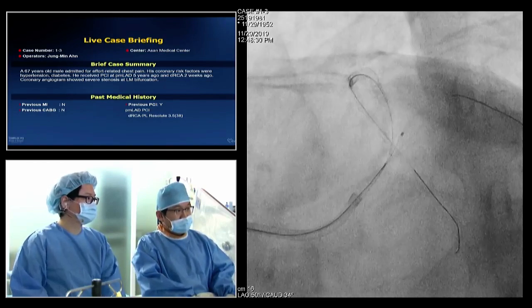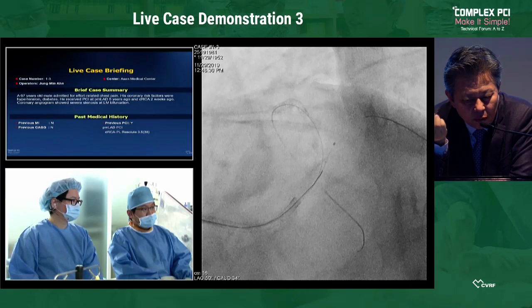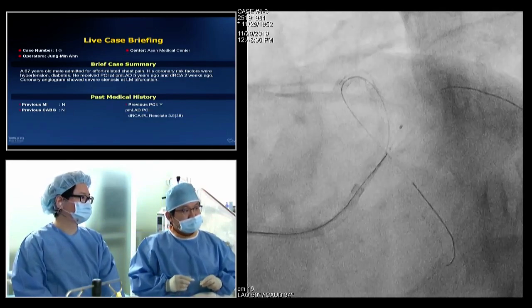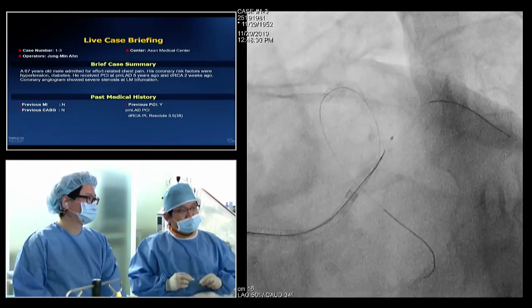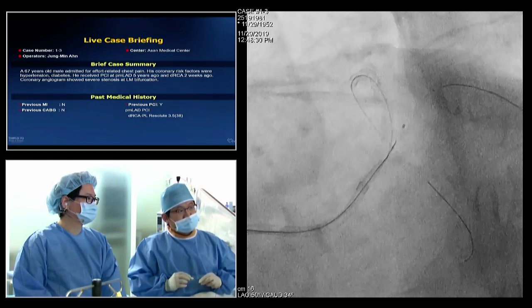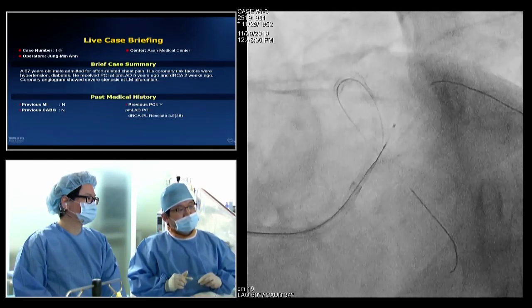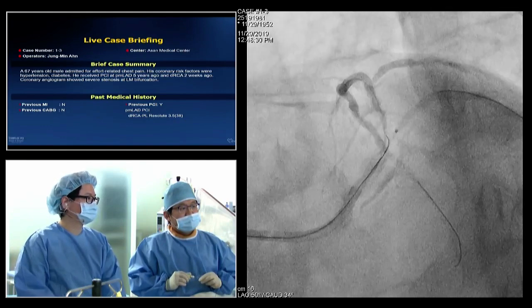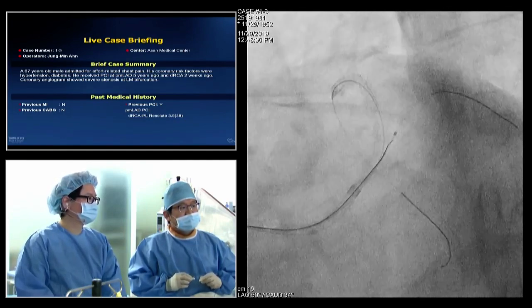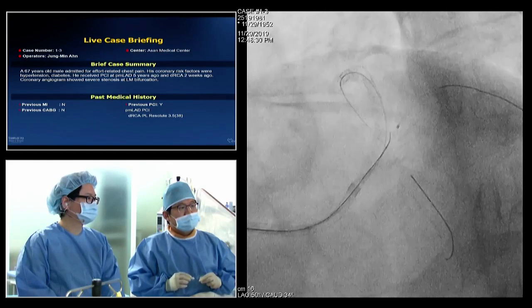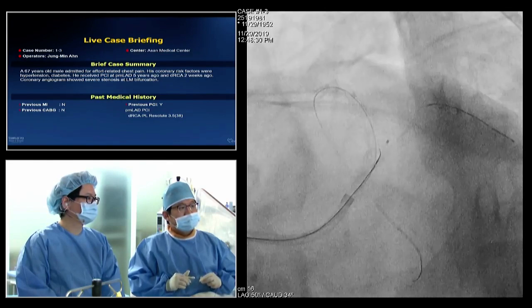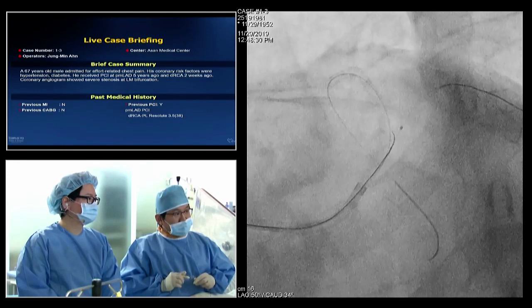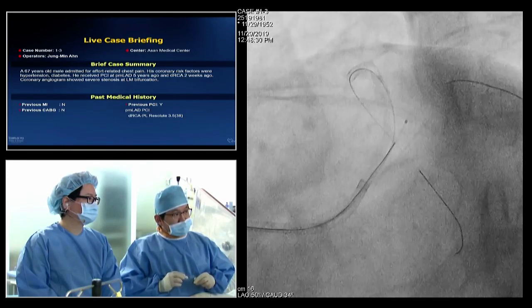Which one is more important, the circumflex proper or the ramus branch? I think both. You don't want to lose any of those branches. Test, please. I think a coil wire is better, it is controllable. If I fail, I change wire. You must. This dual lumen catheter is not really helping you much.